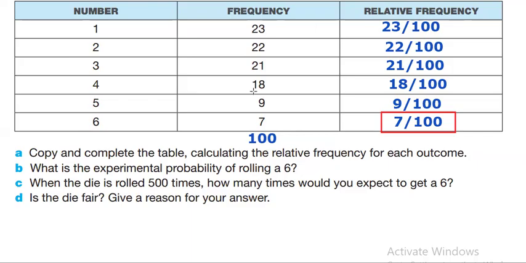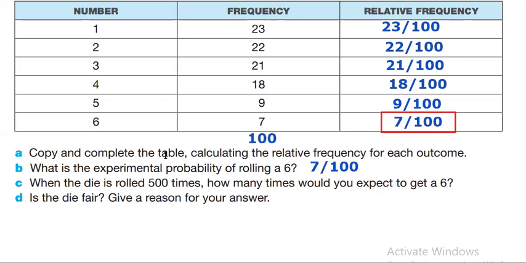Because basically here, we rolled the die 100 times, and we got 7 times of 6. This means we got 6 7 times. This means the experimental probability of 6 is 7 over 100. So this one is a 7 over 100. That's the idea of finding the experimental probability.